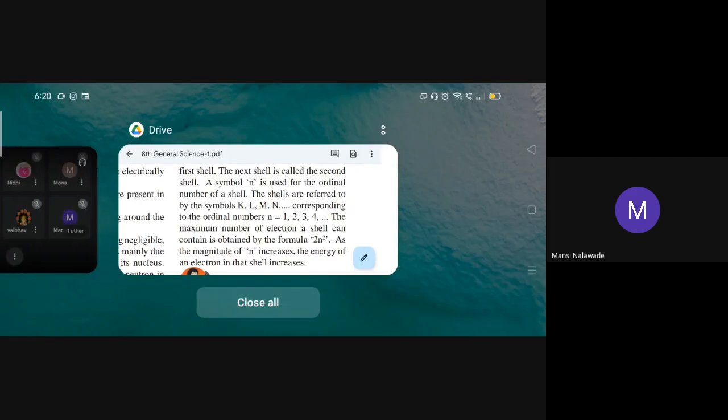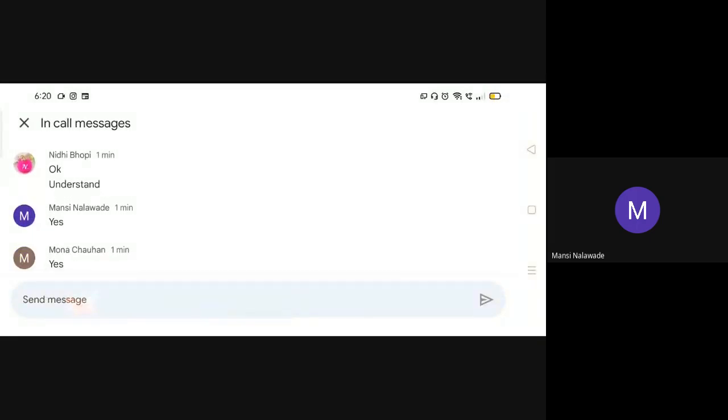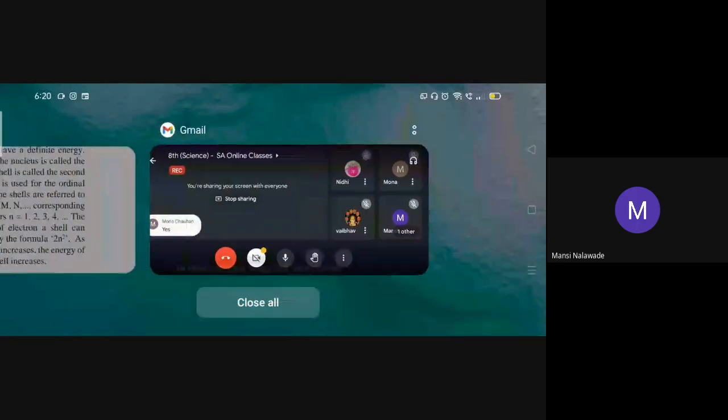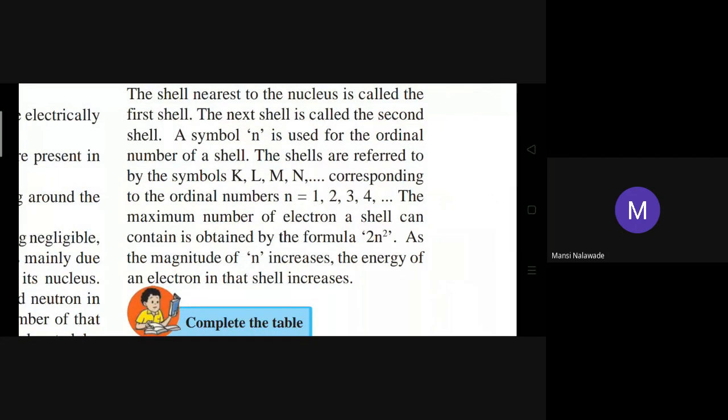Got till here? Okay, now the next one. The maximum number of electrons a shell can contain is obtained by the formula 2n square. What is the maximum number of electrons that can go into a shell, that we can keep in it? Which formula tells us that? 2n square. Keep in mind 2n square.